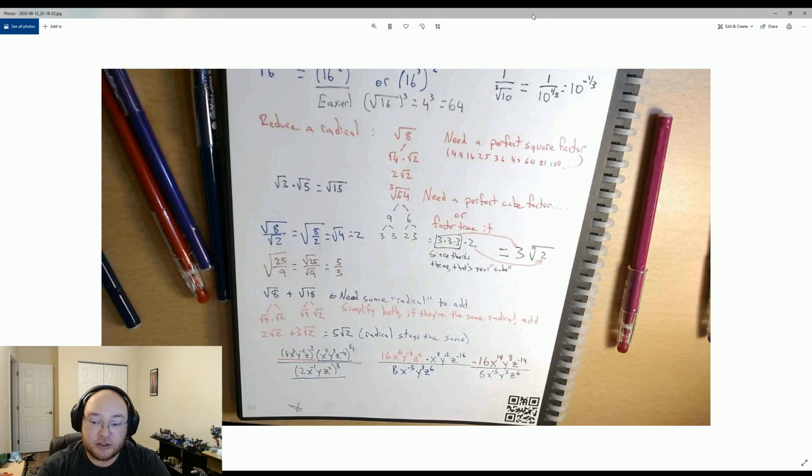Now we have to simplify that. So 16 over 8. If that was all by itself, 16 divided by 8 is 2. So it's going to turn into 2.